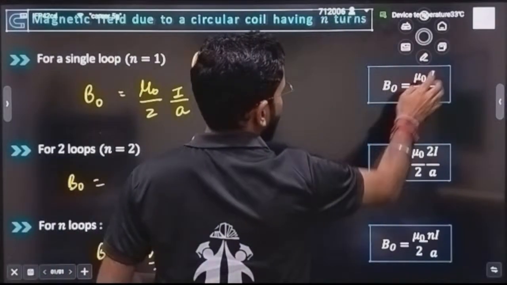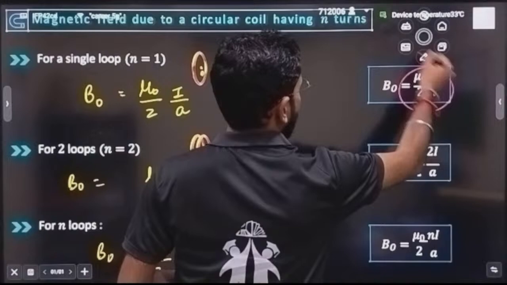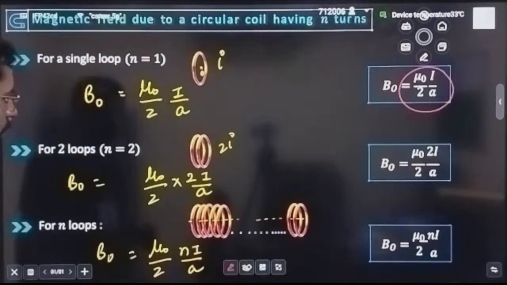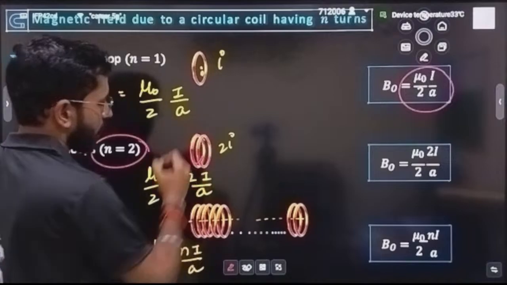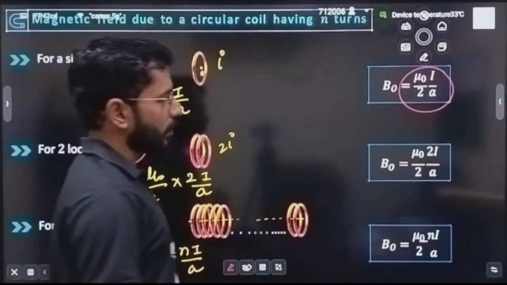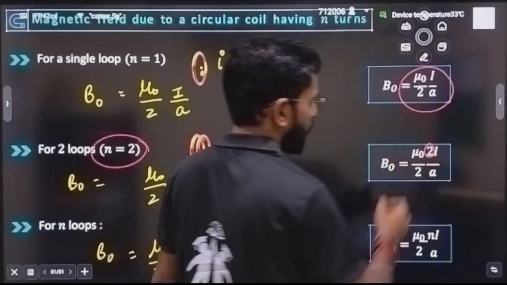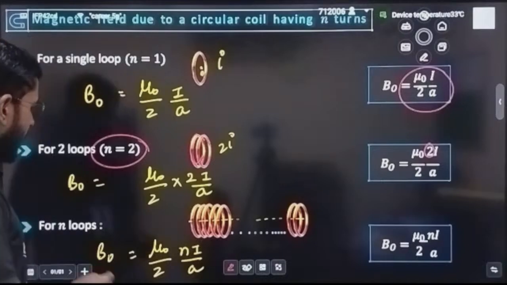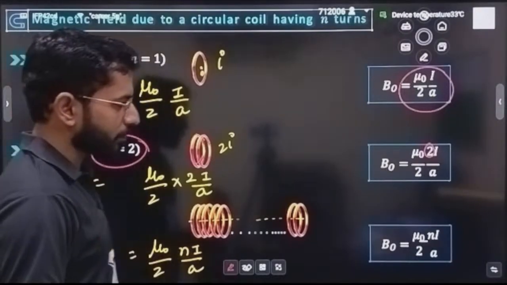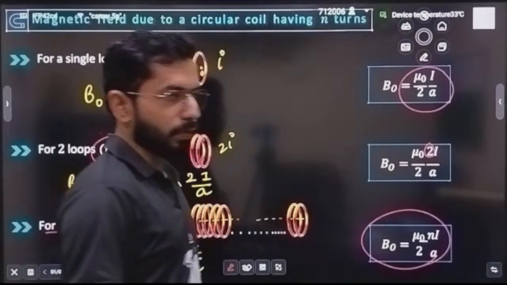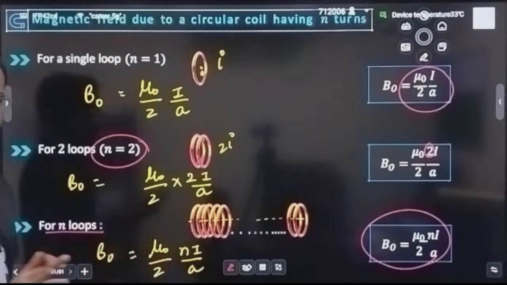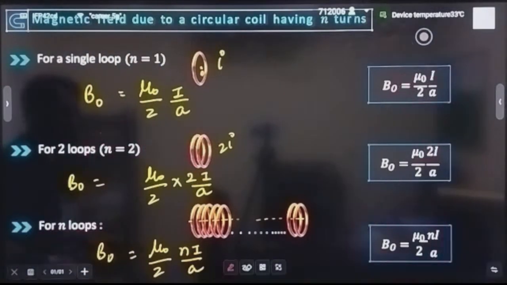For example, for one loop we have seen the formula, mu naught I divided by 2a for a circular loop. But what if the number of loops becomes 2? This kind of 2 windings. Then what will happen? Just multiply a factor of 2 here. Let's suppose n number of loops are coming. What you will do is just multiply a factor of n with the same formula, mu naught I divided by 2a. Just multiply n, and that's it. You don't have to worry that much after that.